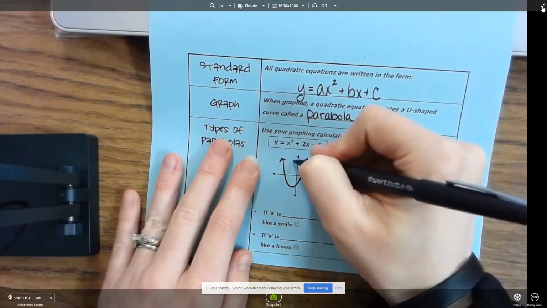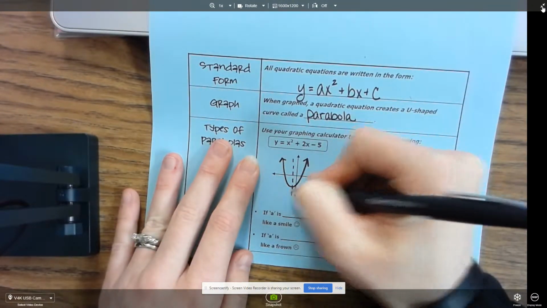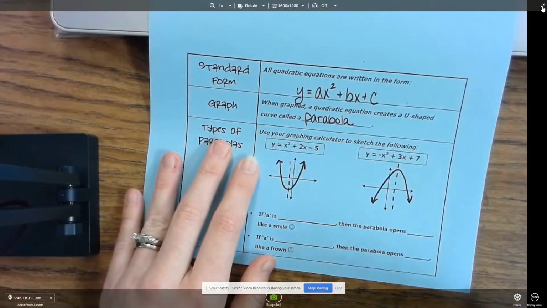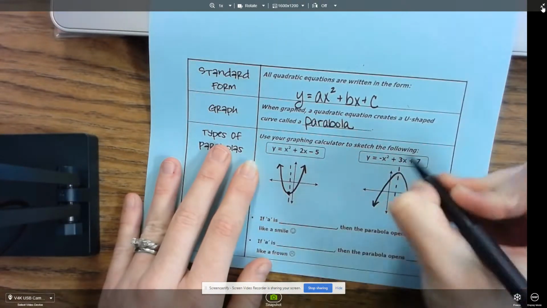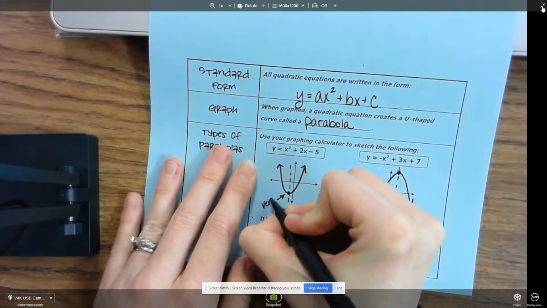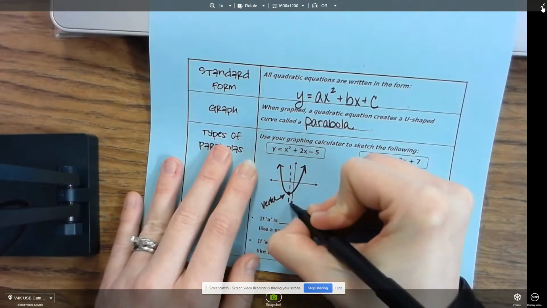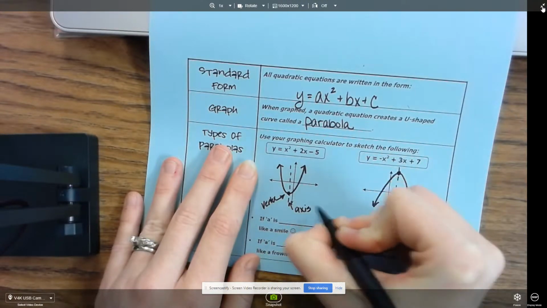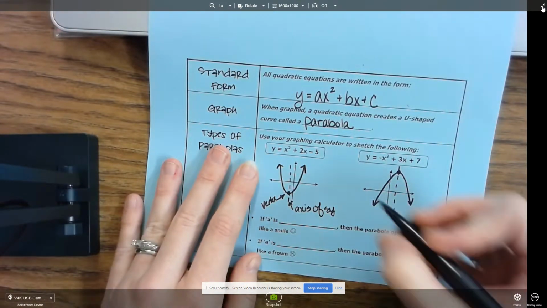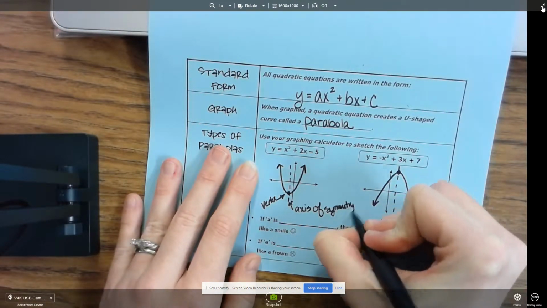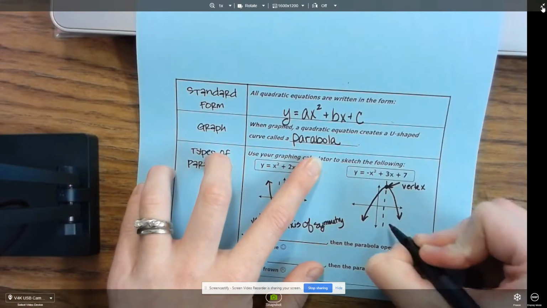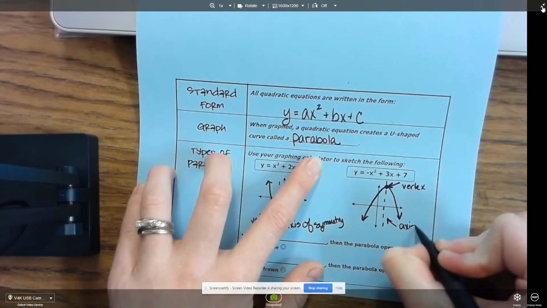And so you've got an axis of symmetry. That would be where the parabola turns. And then you've got a vertex, and that's, again, where the parabola turns. So this would be your vertex, and this line here is your axis of symmetry. So this is your vertex on this one, and this would be your axis of symmetry.